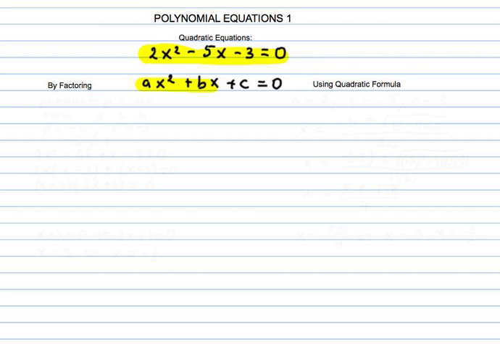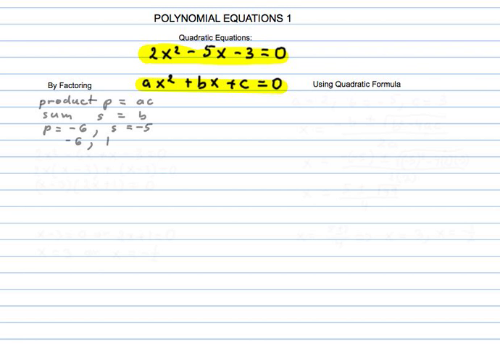The general equation is presented right here. The coefficient in front of x squared is a, then b is in front of x, and c, the constant, is the number without the variable. So most of the time you want to see your equation arranged in descending order: the greatest degree first, the next degree, and the constant term. So we have a choice to solve this by factoring or by using the quadratic formula.